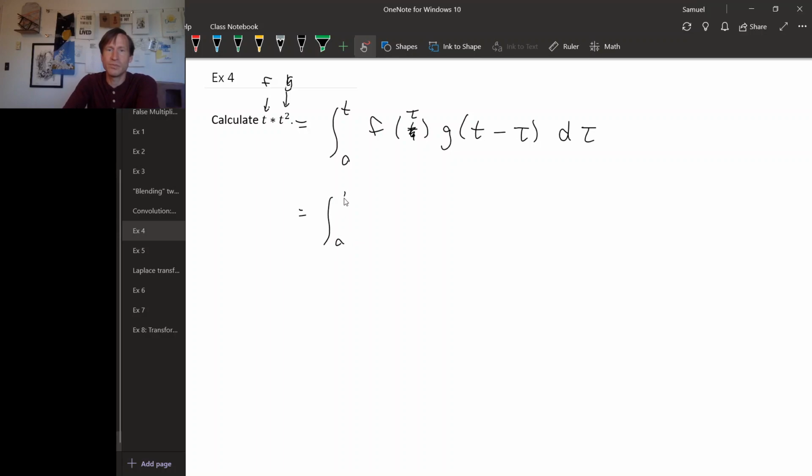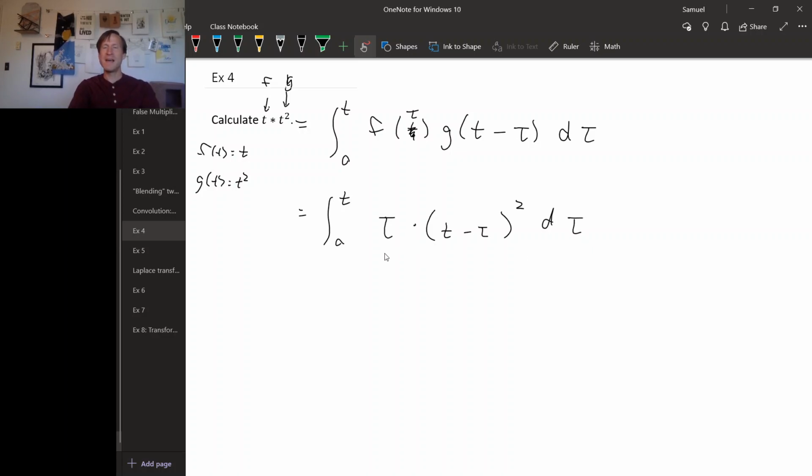So integral from 0 to t, f of tau. F is the function that when you put something in, it gives it right back to you, right? F of t is t, so that means f of tau is tau. G of t in this situation is t squared. So g of t minus tau, right? G is the function that just squares whatever you put into it. So g of t minus tau is t minus tau squared.